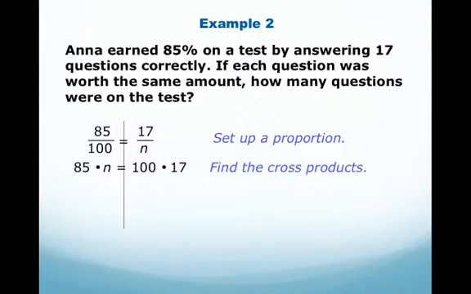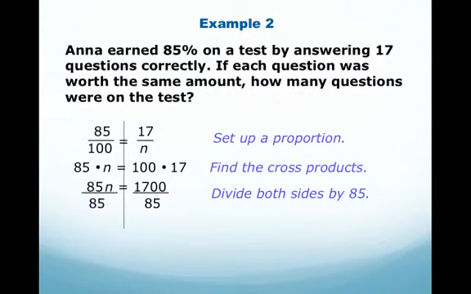Next, we cross multiply. We get 85 times n and 100 times 17. That gets us 85n equals 1700. And then we have to divide both sides by 85. And that gets us n equals 20. So how many questions were on the test? 20 questions.